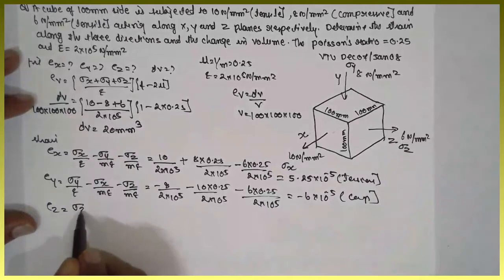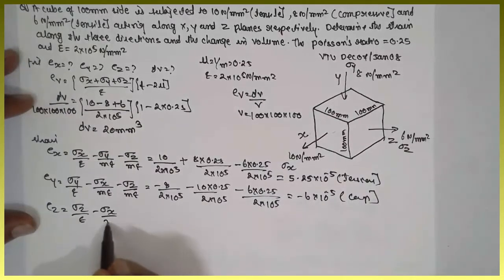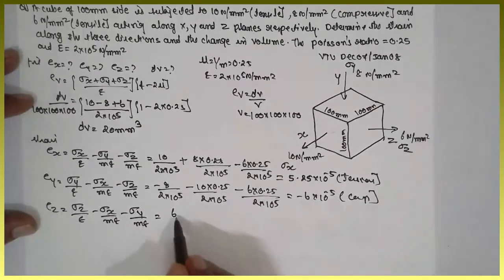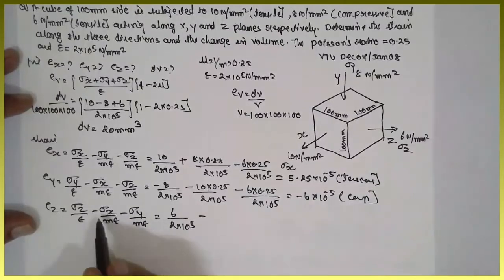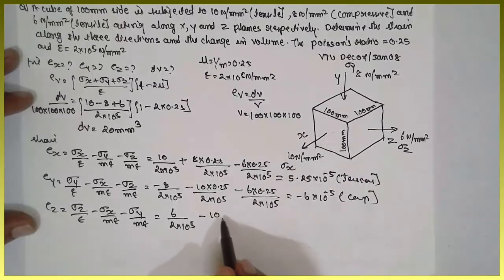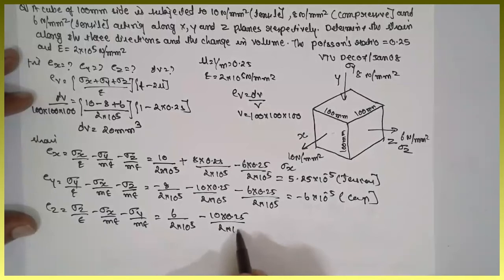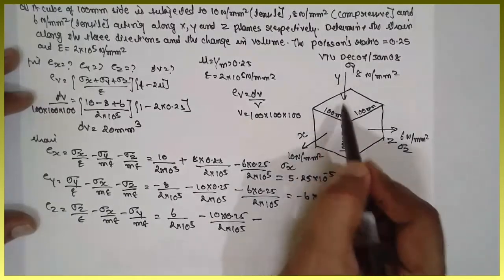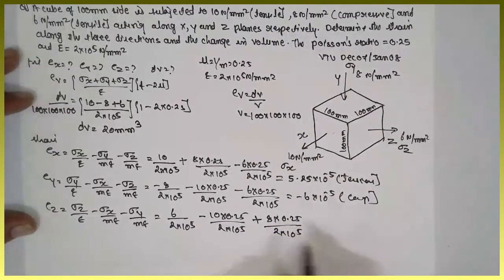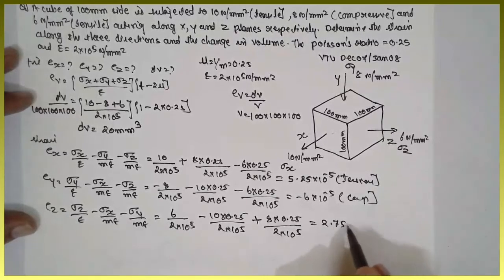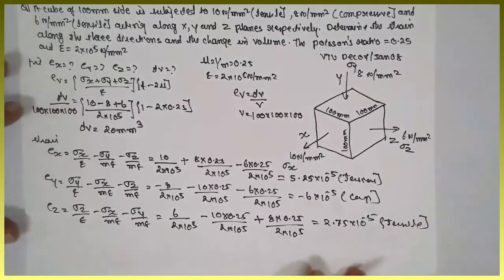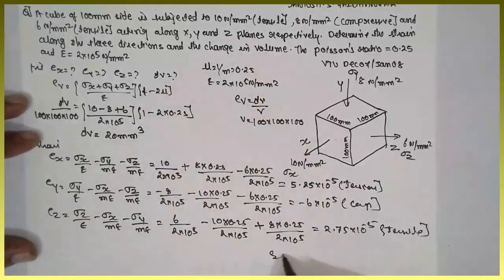Last, Ez is equal to sigma z divided by E minus sigma x divided by mE minus sigma y divided by mE. Now sigma z is 6 divided by 2 into 10 raised to 5. For sigma x, 10, if it is compressive then it becomes a positive sign, 10 into 0.25, Poisson's ratio, divided by 2 into 10 raised to 5. For the y value, it is compressive, so it becomes positive, 8 into 0.25 divided by 2 into 10 raised to 5. If you calculate, the answer is 2.75 into 10 raised to minus 5. It is tensile. In this way, you have to find out the strain and change in volume. I am Satish Gadankar. Thank you very much.